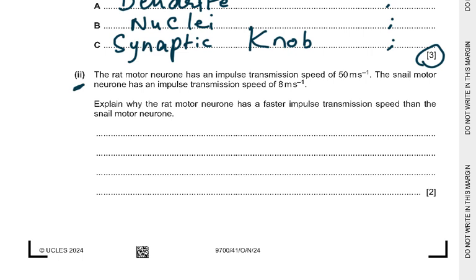The rat motor neuron has an impulse transmission speed of 50 meters per second. The snail motor neuron has an impulse transmission of 8 meters per second. Explain why the rat motor neuron has a faster impulse transmission speed than the snail motor neuron. Now, simply, rat has myelin sheath, and so there's going to be saltatory conduction, which means what? Either you wrote that or you wrote the explanation for it, which is the impulse jumps from node to node.